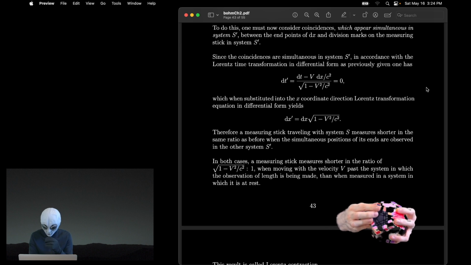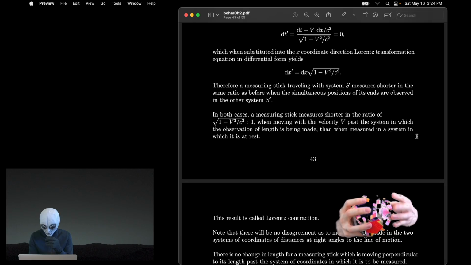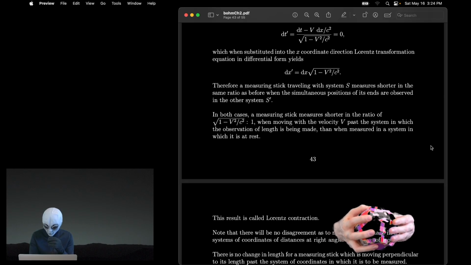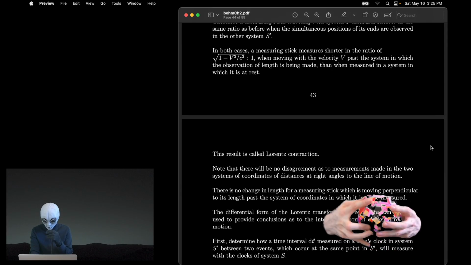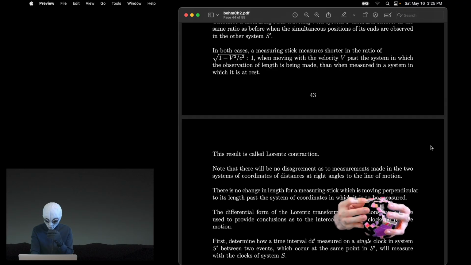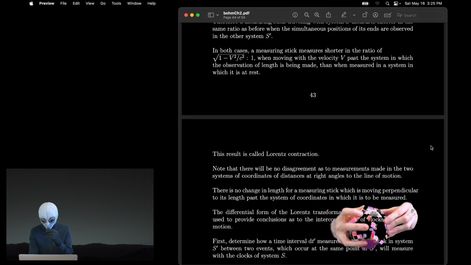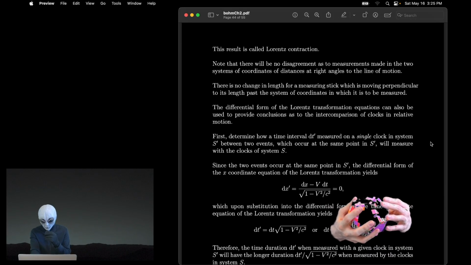in differential form yields dx prime equals dx times the square root of 1 minus capital V squared over little k c squared. Therefore, a measuring stick traveling with system capital S measures shorter in the same ratio as before when the simultaneous positions of its ends are observed in the other system, capital S prime. In both cases, the measuring stick measures shorter in the ratio of the square root of 1 minus capital V squared over little k c squared to 1 when moving with the velocity capital V past the system in which the observation of length is being made than when measured in a system in which it is at rest. This result is called Lorentz contraction.